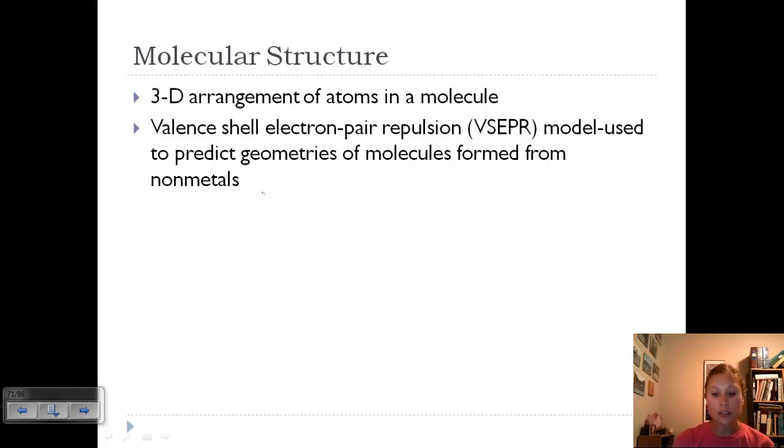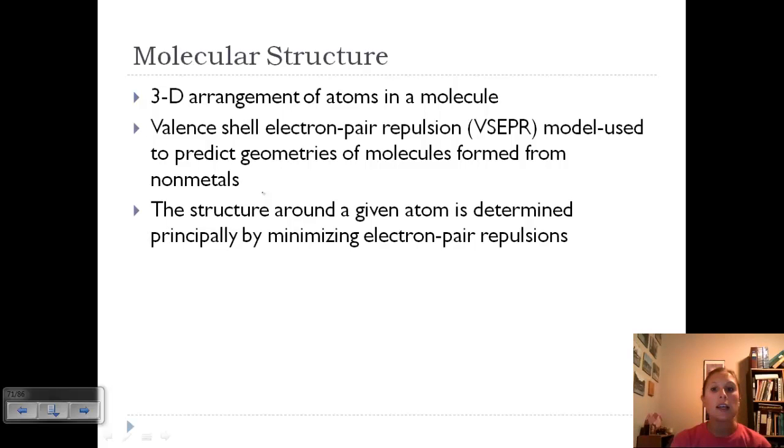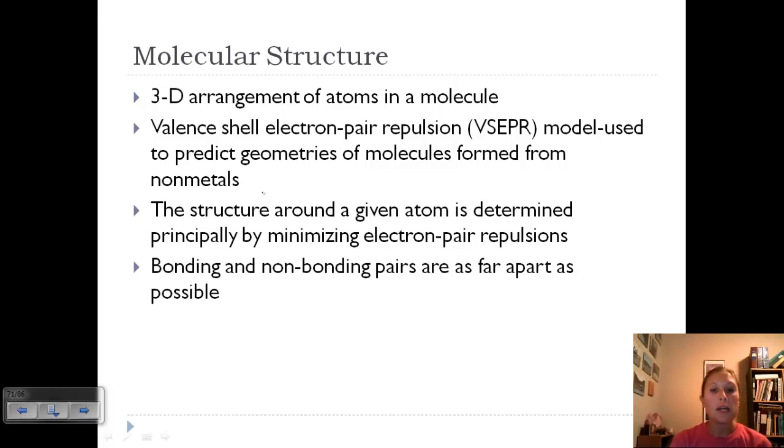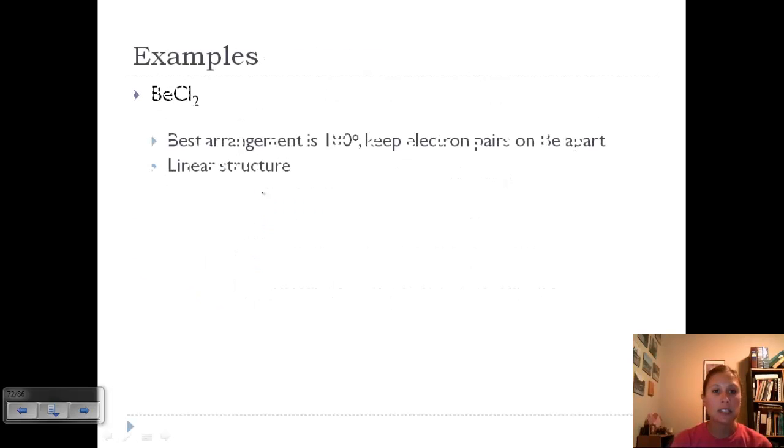It functions under this principle that electron pairs want to be as far apart from each other as possible, or repel each other. The structure around a given atom is going to be determined principally by minimizing electron pair repulsions. So lone pairs, when you're drawing the Lewis structure, want to be as far away from each other as possible, and so we come up with a 3D arrangement that is going to help do that. Bonding and non-bonding pairs will be as far apart as possible. So let's look at a few examples.